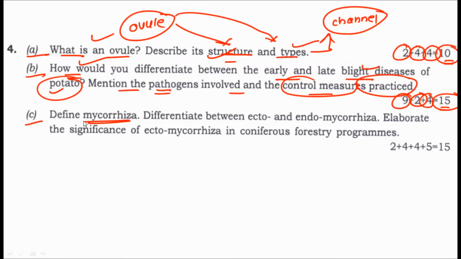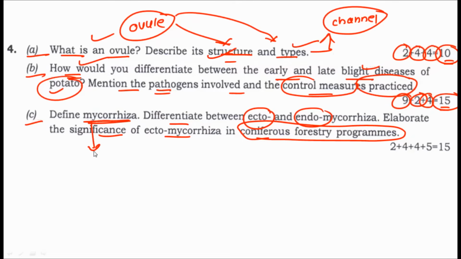The third sub question: define mycorrhiza, differentiate between ectomycorrhiza and endomycorrhiza, and elaborate the significance of ectomycorrhiza in coniferous forests. So, as we have discussed this topic in many of our videos, mycorrhiza is a symbiotic association between the roots of higher plants and fungi. And this association can be ectomycorrhiza or endomycorrhiza depending upon whether the fungus is present outside or inside the roots, right?